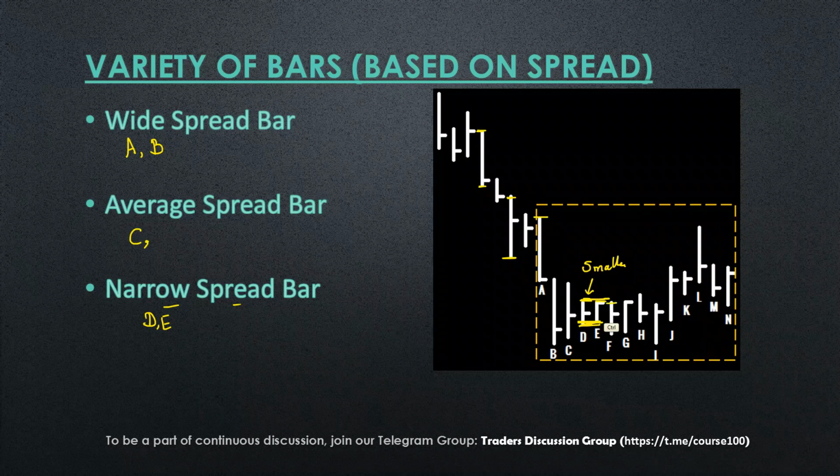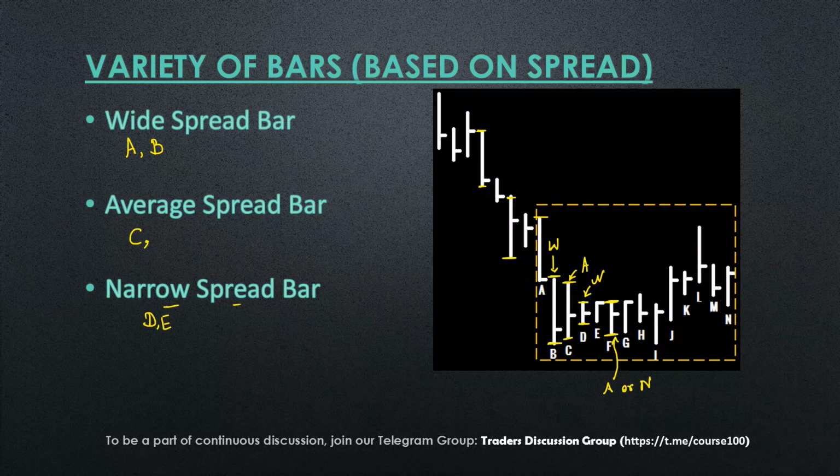Similarly, now bar F. Now here in the situations a confusion will arise. This is my bar F's size, that's my bar C's size, and that's my bar B's size. We said bar B is a wide range bar, bar C is an average range bar, whereas bar D is a narrow range bar. So should I classify my bar F as average range or narrow range bar? It completely depends on yourself, right?